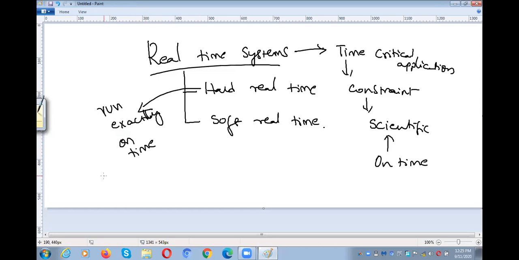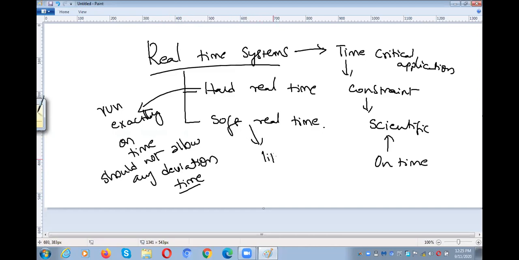There should not be any deviation of time, right? Should not allow any deviation of time. Okay. Whereas a soft real-time system supports a little deviation, not that much complicated. Okay. That is called a soft real-time system.